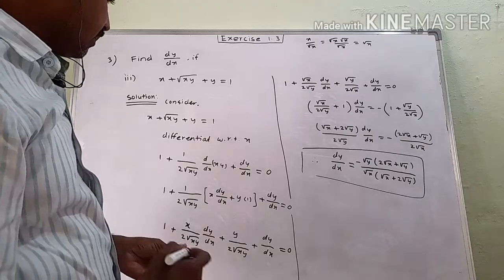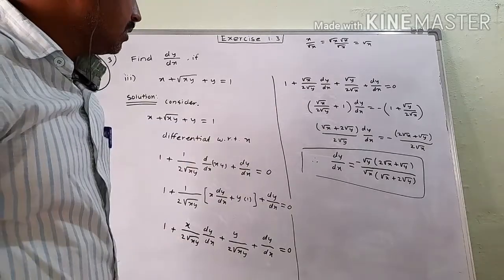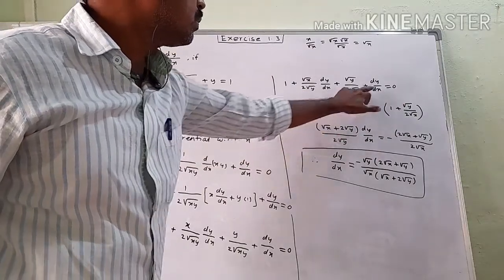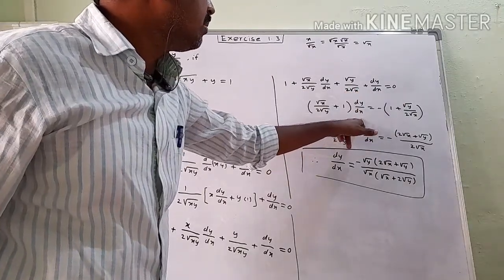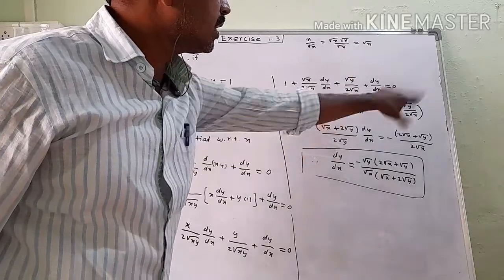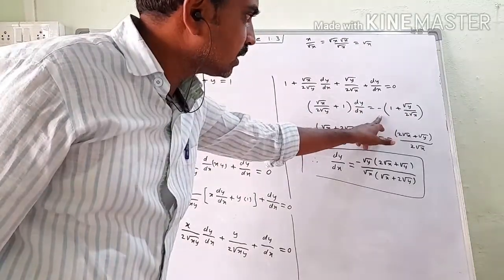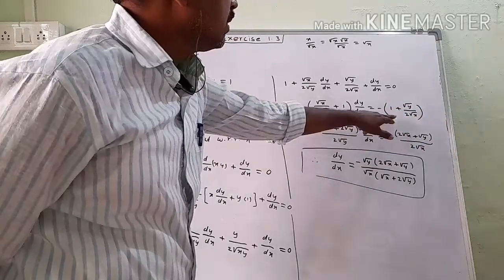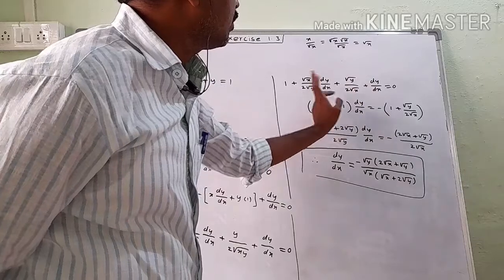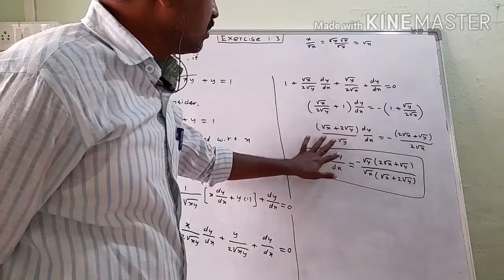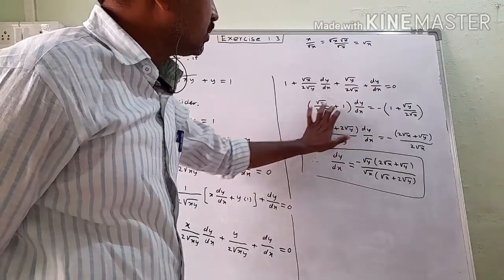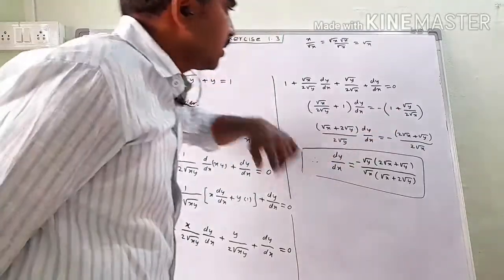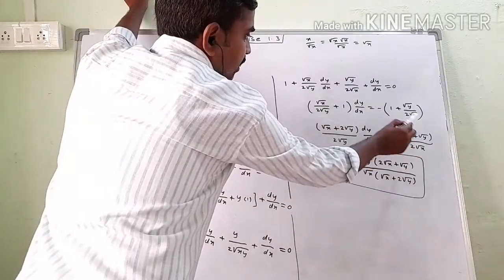Again, see the calculation of this side. We have taken dy/dx common, (root x divided by 2 root y plus 1) will remain here into dy/dx, and these two terms are written on the right side by taking minus sign common, 1 plus the second term as it is, because we have taken the minus sign common from both terms. Now by taking cross multiplication, (root x plus 2 root y) divided by 2 root y, on the right side also (2 root x plus root y) divided by 2 root x.